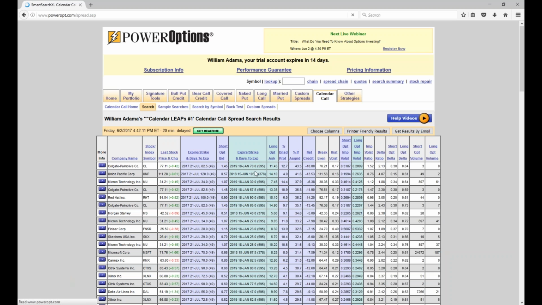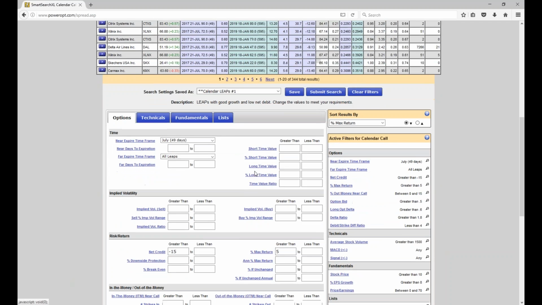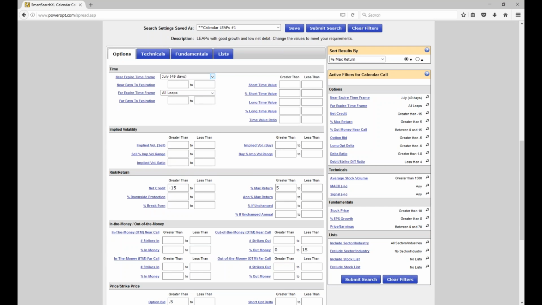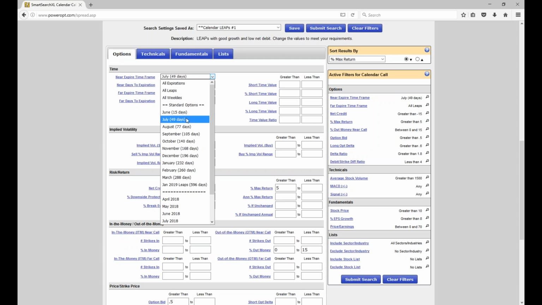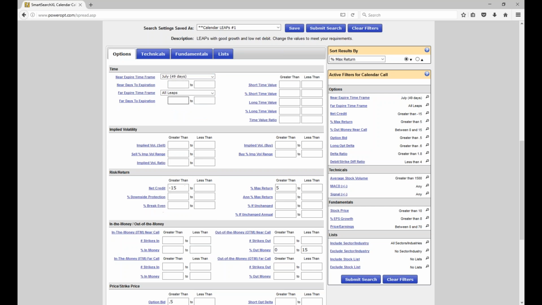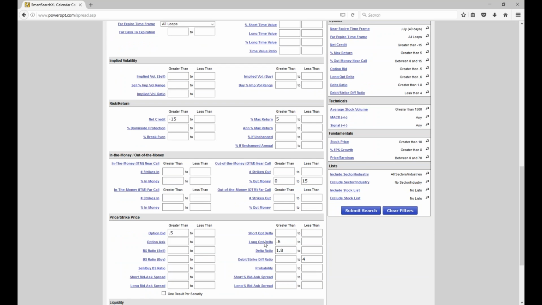So if I just go to calendar leaps number 1, ignoring the results, let's scroll down below the list of trades. You see that this particular one is looking for the next full expiration out to July against all leaps, with criteria such as limiting the net debit on the diagonal spread to be less than 15 points, max return of at least 5, and we've set it up so the delta ratio is greater than 1.8, which means that the long delta, the delta of the buy option, has to be higher than the delta of the short. We're forcing it to be different strikes.